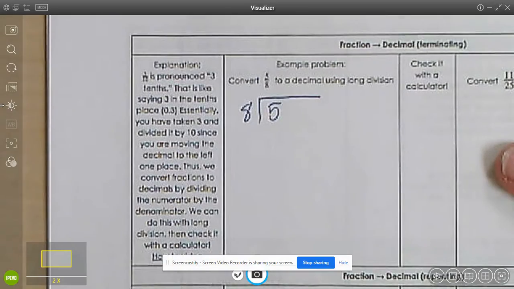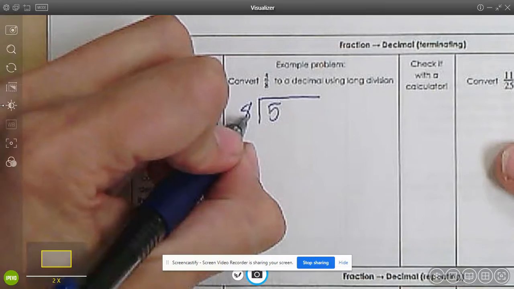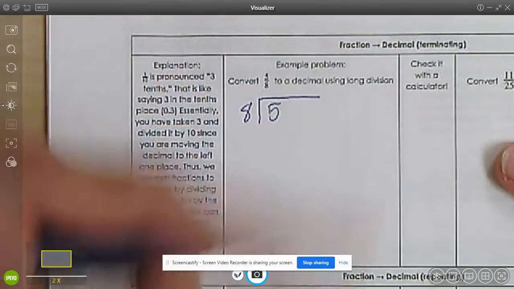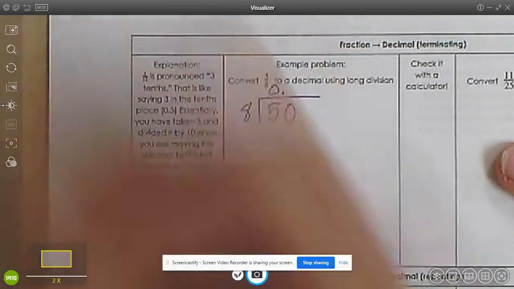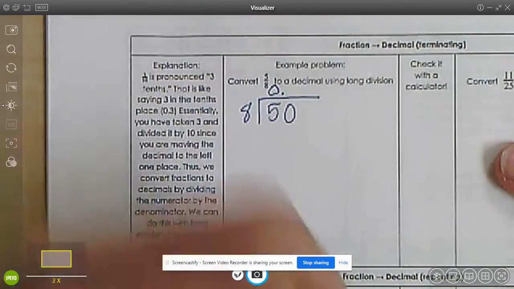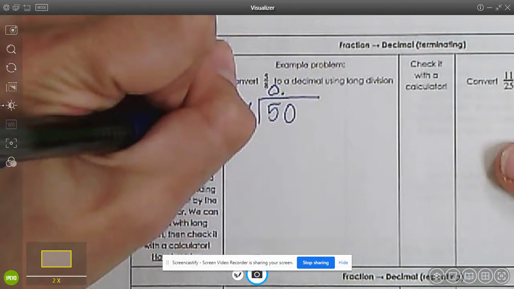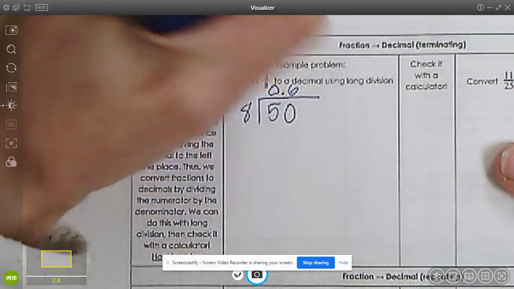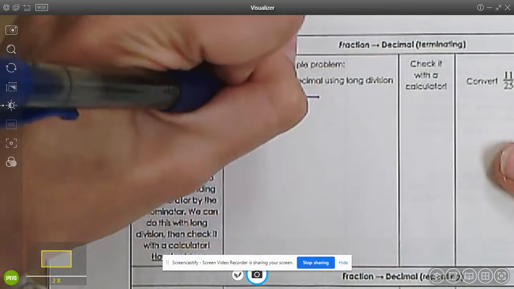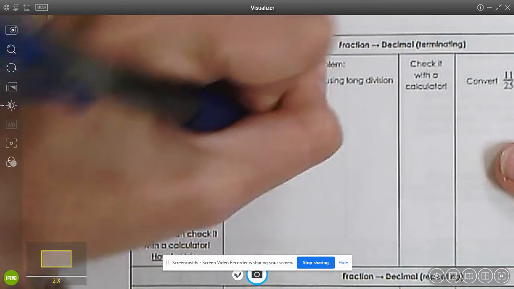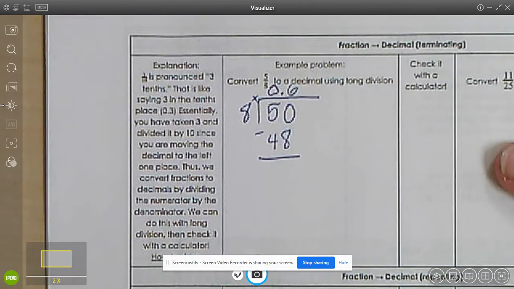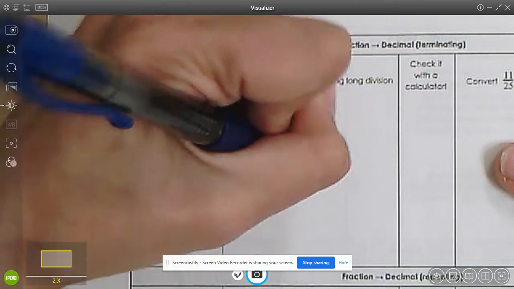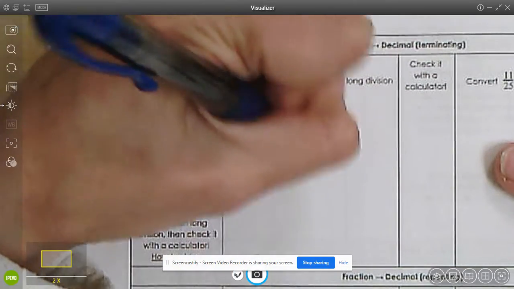A lot of this is going to be a review of doing long division. You want to think about how many times does 8 go into 5? Well, 8 can't go into 5, so that's going to be 0, and then we can put a decimal. We can now add a 0 here. Then we want to think about how many times does 8 go into 50? 8 goes into 50 6 times. Then you multiply. 6 times 8 is 48. And subtract. A lot of this should be review. 50 minus 48 is 2. Bring down the 0.